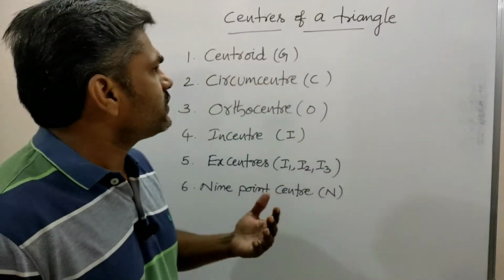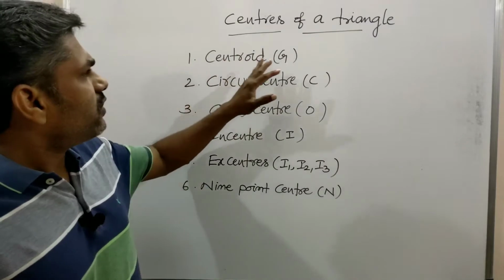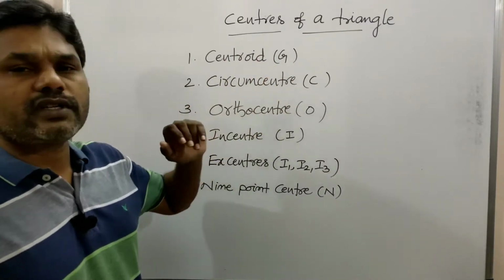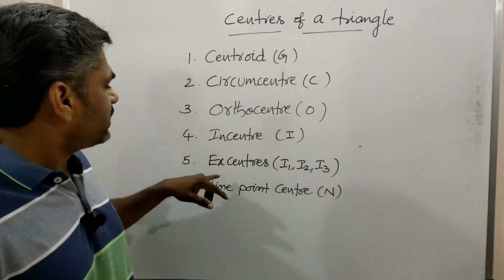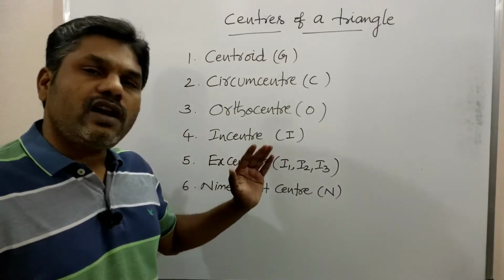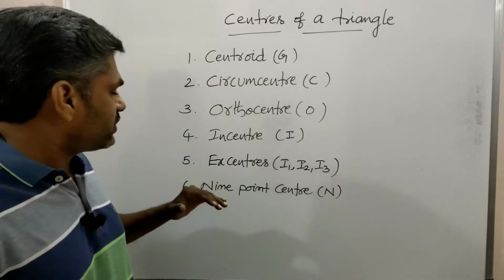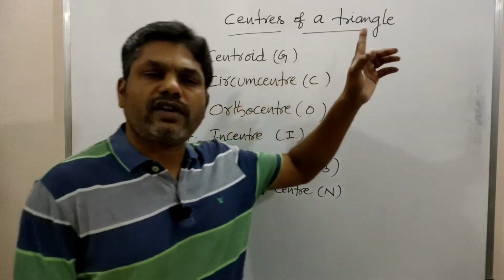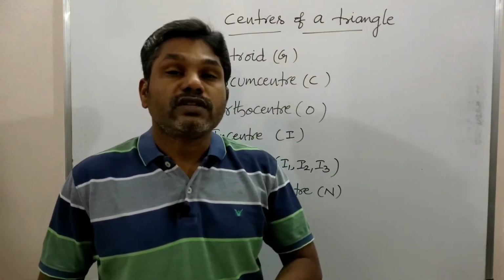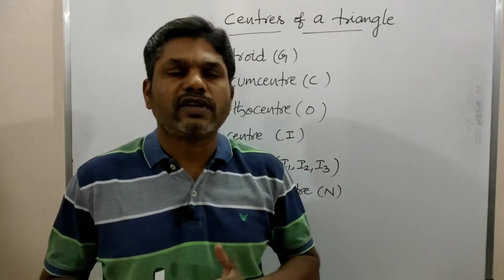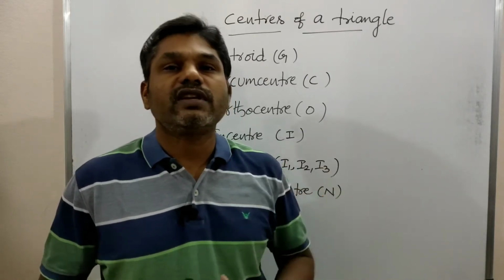Today we are going to discuss some geometrical figures called Centroid, Circumcenter C, Orthocenter O, Incenter I, Excenters I1, I2, I3, and a very important one, the 9-point center of a triangle. These terms are very important for students to learn to understand geometry very clearly. Shall we discuss all these terms in detail?